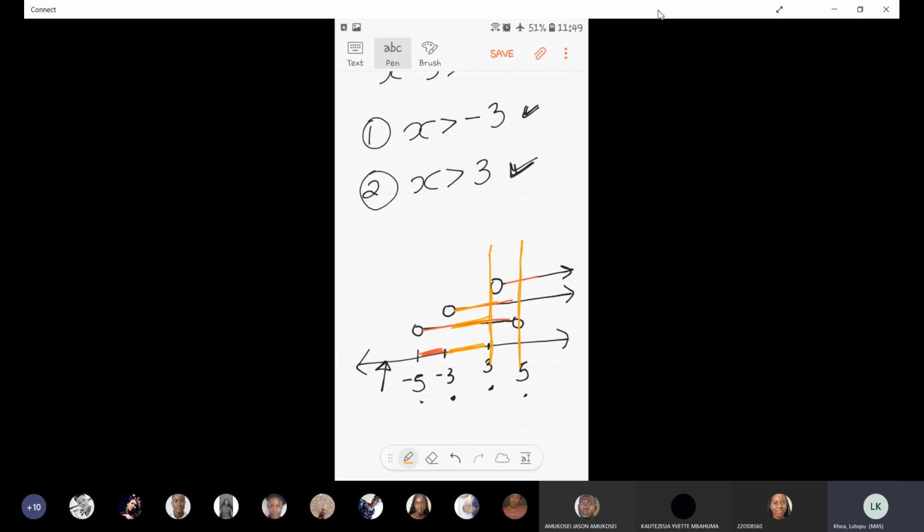So if I'm standing between 3 and 5, I look up, I will see that this condition is met because I can see the line above me. This condition is met because the line is also above me. And this condition is also met because the line is above me. So my solution will come from this region.